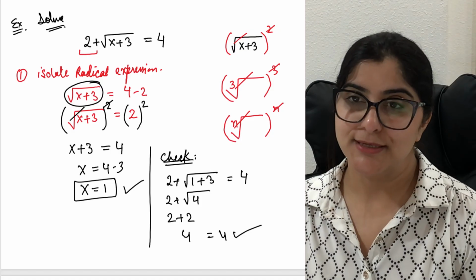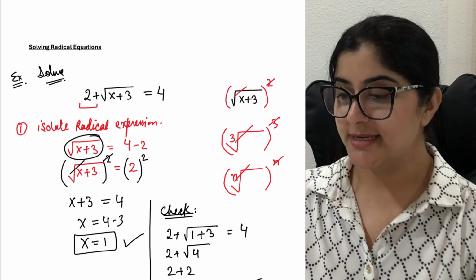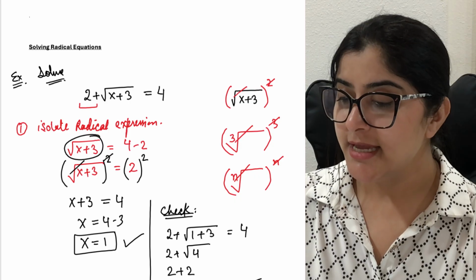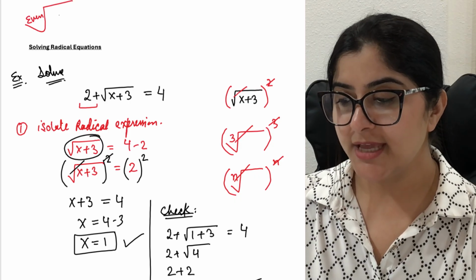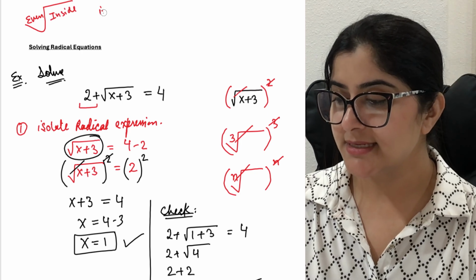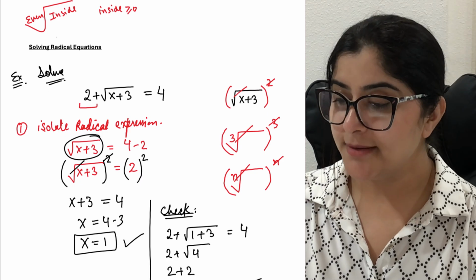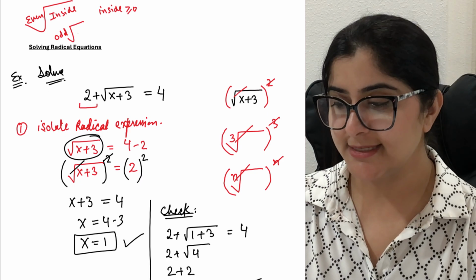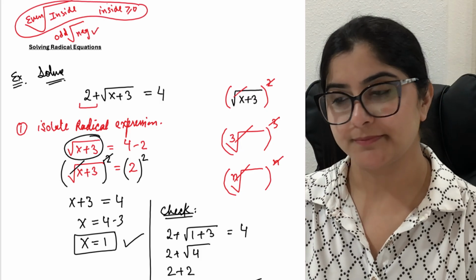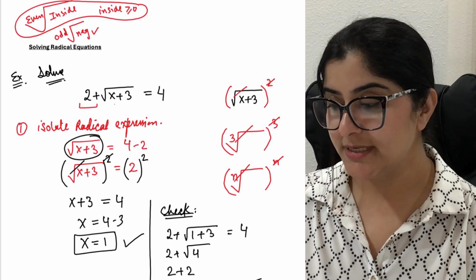Let me show you when we get an extraneous solution. What do we mean by an extraneous solution? First of all, we know that if you have an even root, we cannot have negatives inside. The inside of an even root is always non-negative. But for an odd root, it is okay to have negatives. In this example, it is a square root, which is an even root.